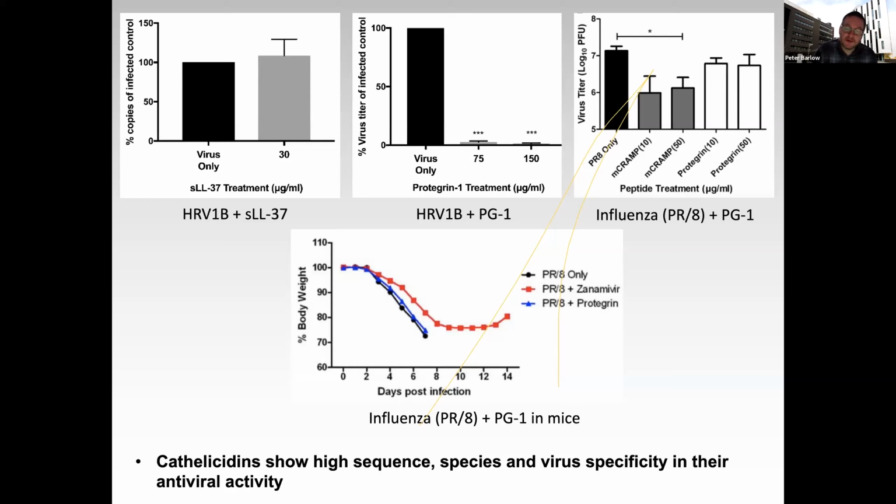However, with influenza, what we found was that protegrin didn't have any effects. So in contrast to rhinovirus, where protegrin was incredibly effective, protegrin could not rescue the mice that were infected with influenza. What that tells us is the human cathelicidin, LL-37, has antiviral effects against flu and rhinovirus, but the pig cathelicidin, protegrin, only has antiviral effects against rhinovirus and not against flu.